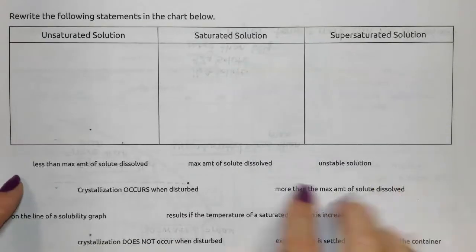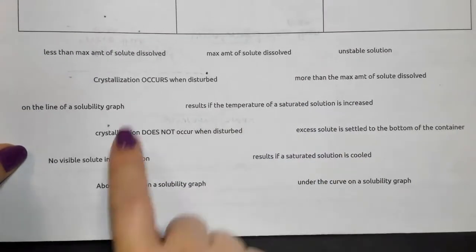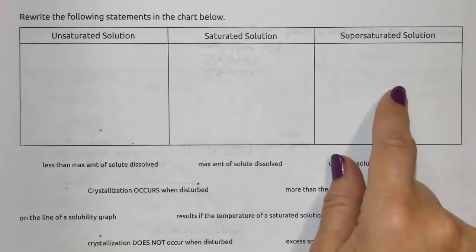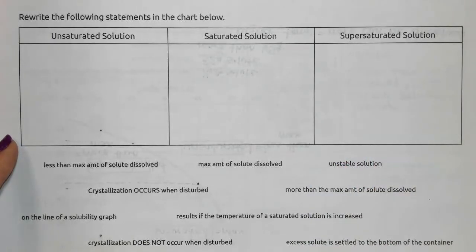Now turn to the last page. We have the 3 categories, and down here is your phrase bank. Rewrite each phrase from down here underneath the category to which it belongs, and then unpause the video in order to check your answers.